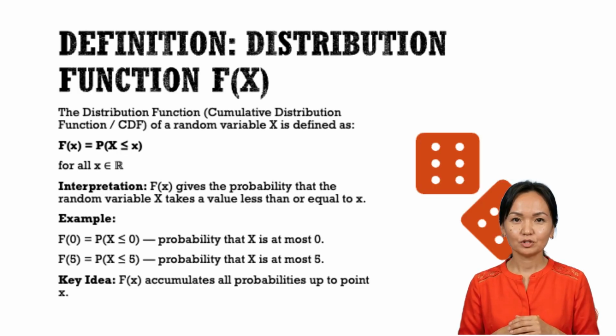Let's now define the distribution function formally. The distribution function, also called the cumulative distribution function or CDF of a random variable X, is denoted by F(x) and is defined as the probability that X takes a value less than or equal to x. In symbols, F(x) = P(X ≤ x). This definition holds for all real numbers x. The interpretation is simple. F(x) accumulates all the probability up to the point x. For example, F(0) is the probability that X is at most 0. F(5) is the probability that X is at most 5. The key idea is that F(x) gives us the cumulative probability from negative infinity up to x.